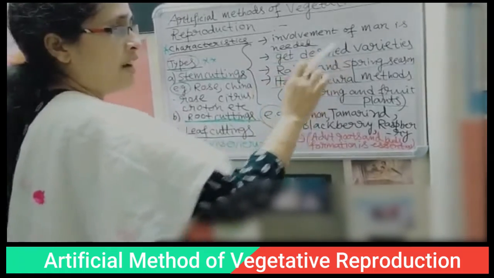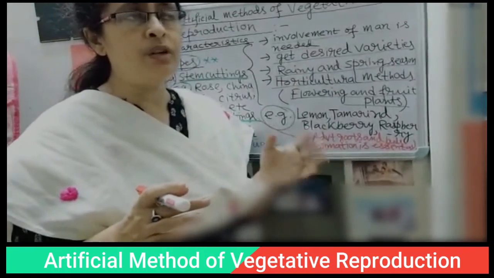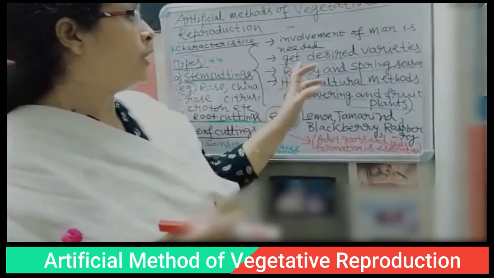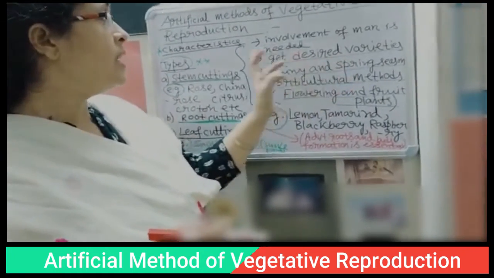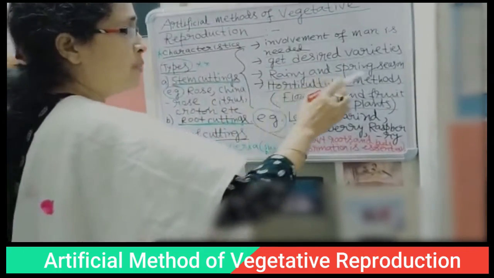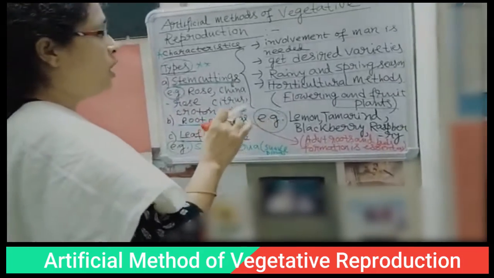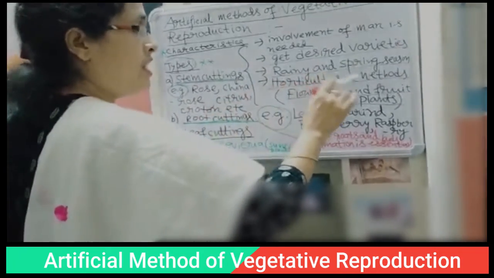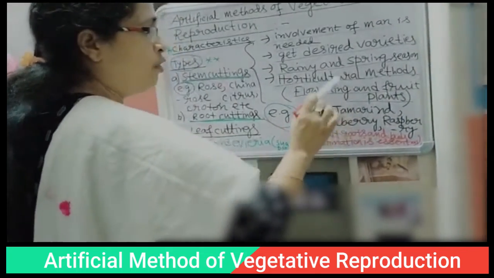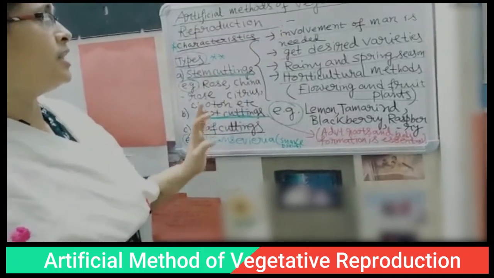Get desired varieties. Suppose you want a type of mango which color is very bright and which is very tasty. So you can get that desired variety through these artificial methods of vegetative reproduction. Rainy and spring season: this vegetative reproduction only occurs in rainy and early spring season. It is a horticultural method, that is, flowering and fruit plants are originating from these artificial methods of vegetative reproduction.